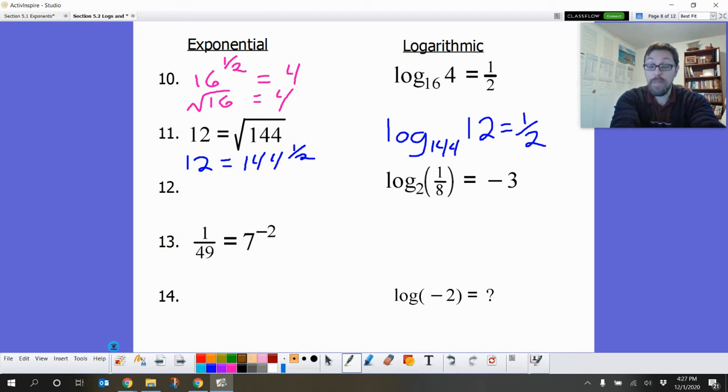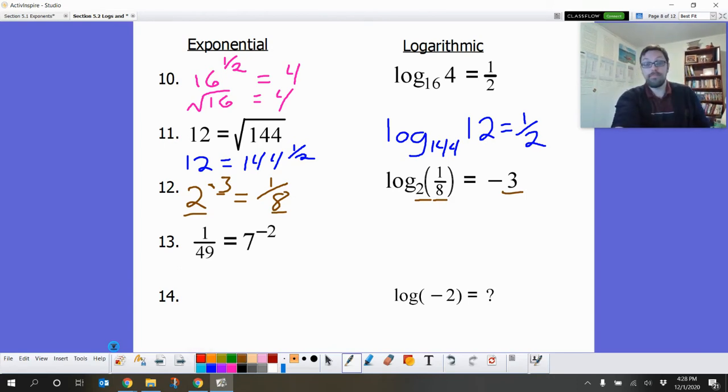Next, we have log base 2 of 1/8 equals -3. So we grab our base, which is 2. What's on the other side of the equation? -3. Equals what's inside of the logarithm? 1/8.